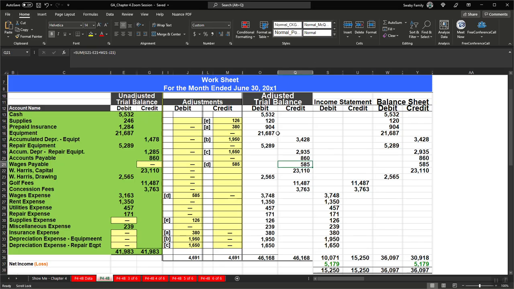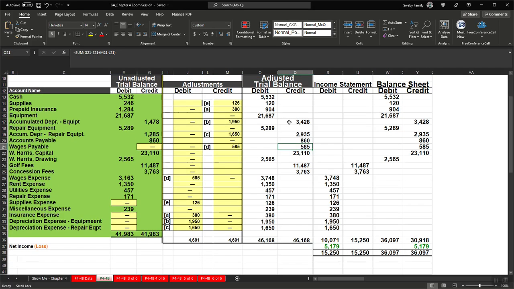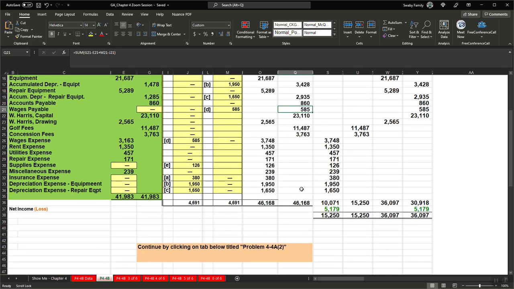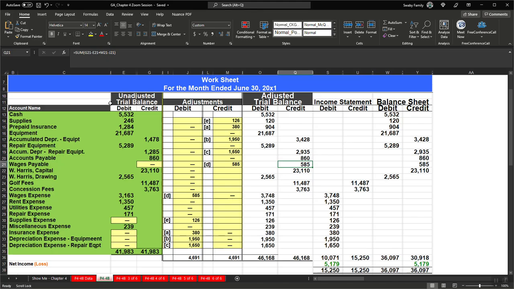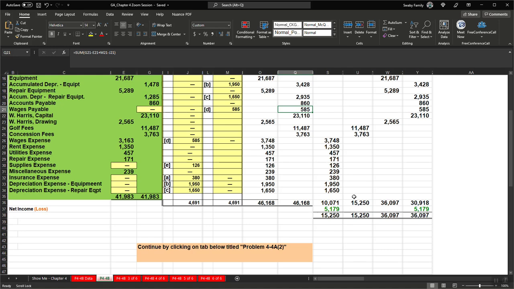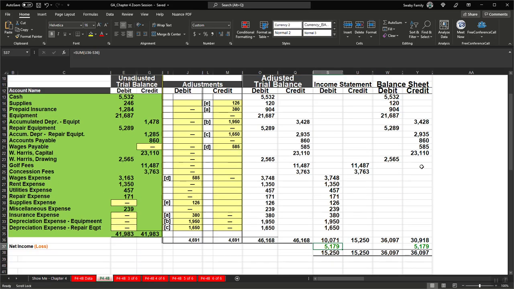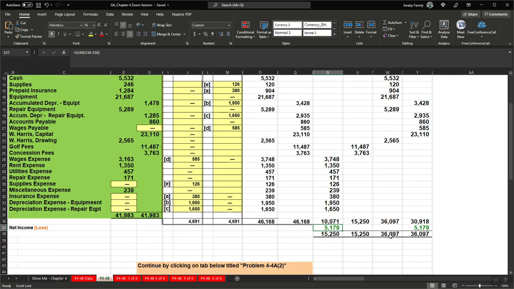Once you're finished with all of your adjustments, you should now have an adjusted trial balance that is also in balance. And this adjusted trial balance is the source for all the financial statements that you are going to prepare. Again, we have a quick snapshot of the financial statements. Here is your income statement. It shows that when you prepare the actual financials, you should show a net income of $5,179, and our balance sheet should also balance because total debits equal total credits.